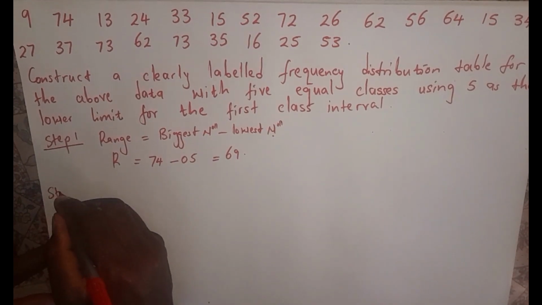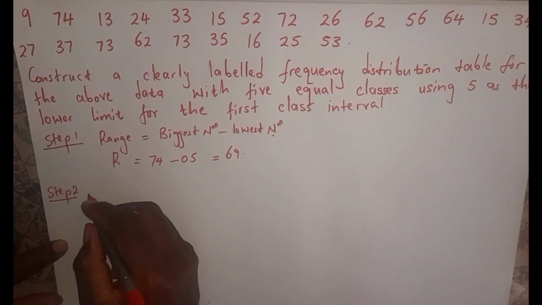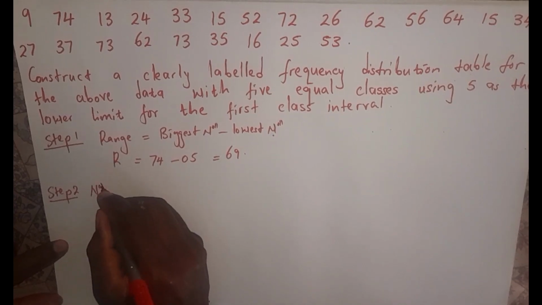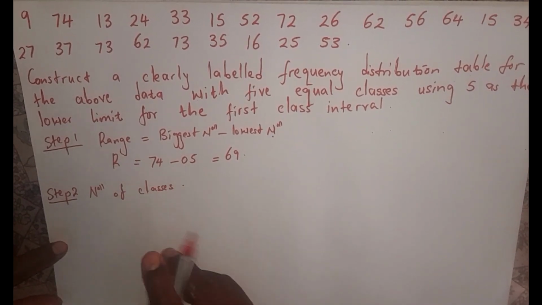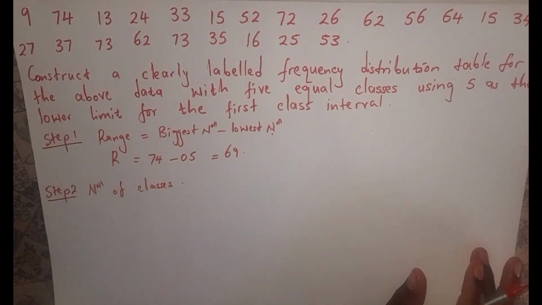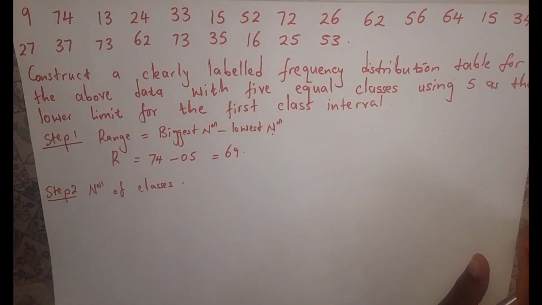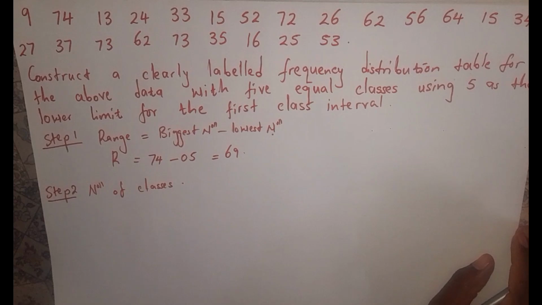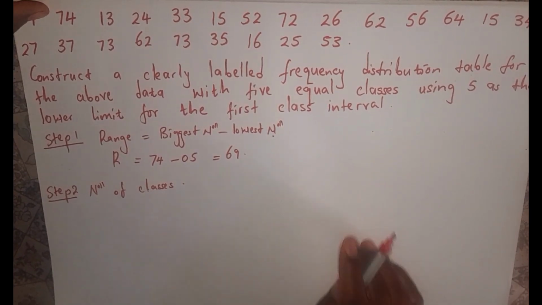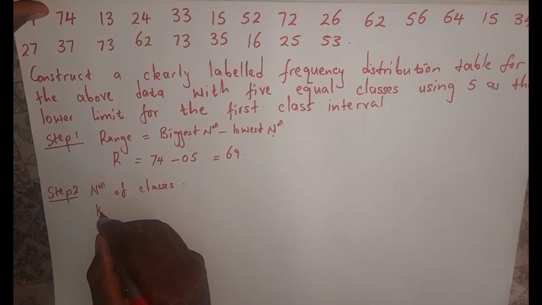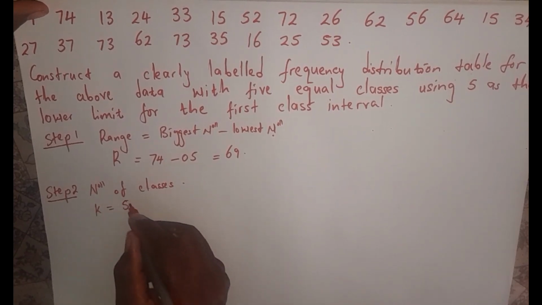And then step 2, we need to calculate the number of classes. When deciding the number of classes, here we're not going to decide, because in this case we are already given the number of classes as 5, so we're not going to decide our own number of classes. So the number of classes is equal to 5.